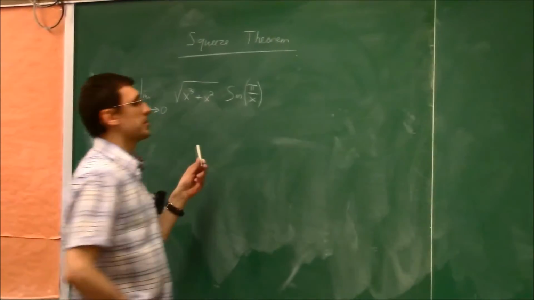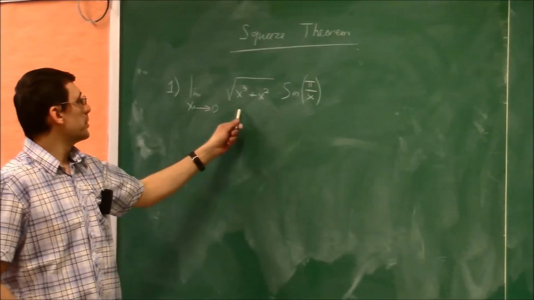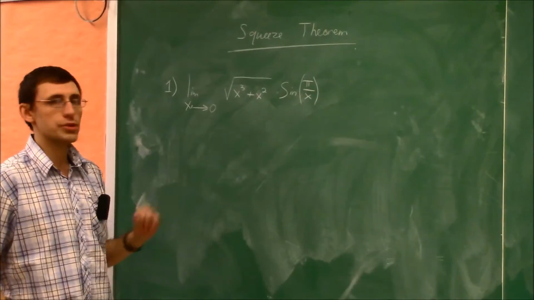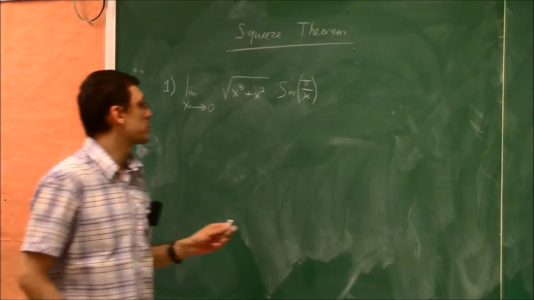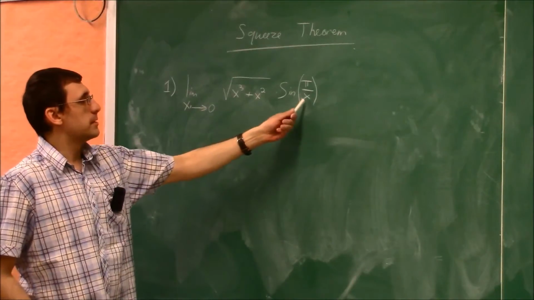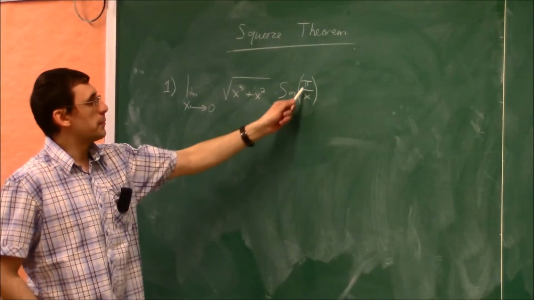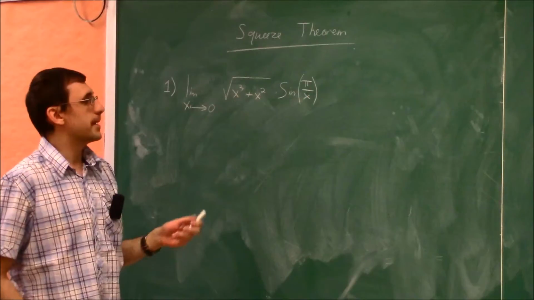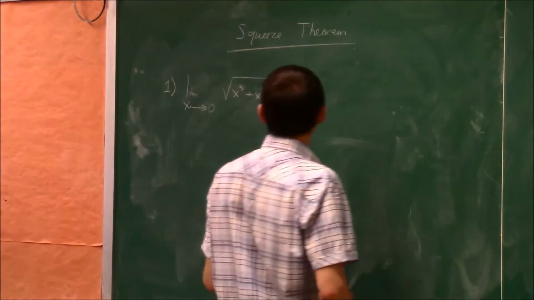The next thing to review is squeeze theorem. At any moment when you're trying to solve this problem, press pause before looking at the solution. So here we have a function that is not so nicely behaved, and that's because we have sine of pi over x. To solve this function, we can squeeze it between two nice functions.